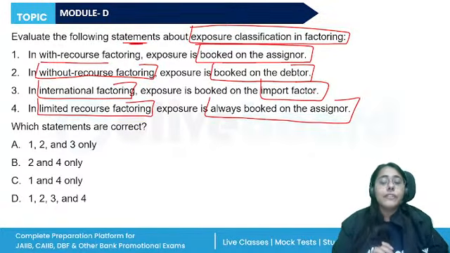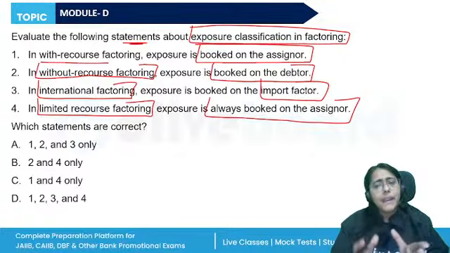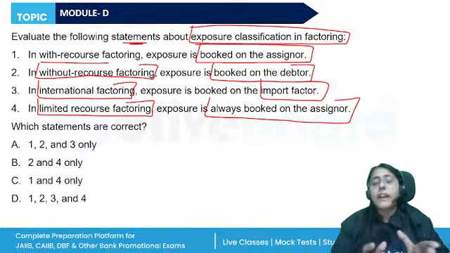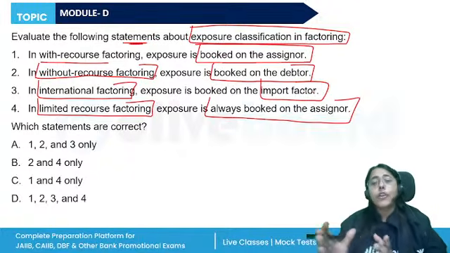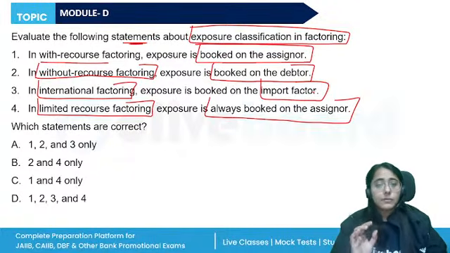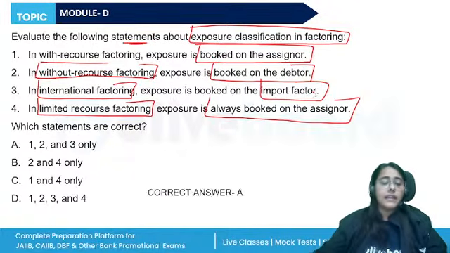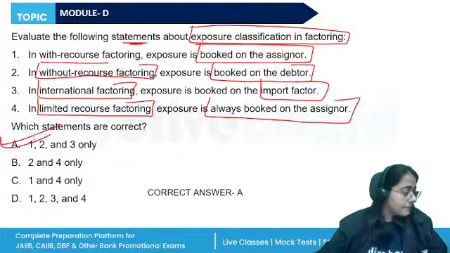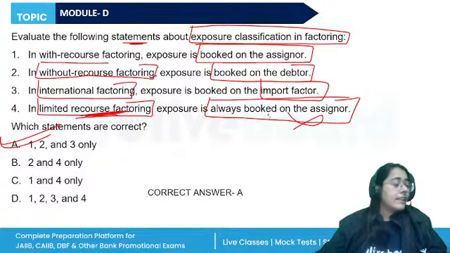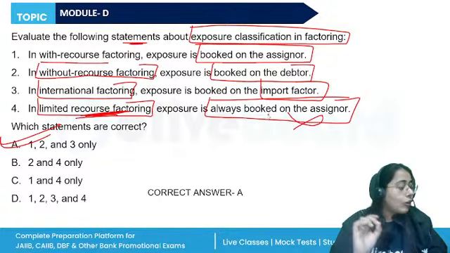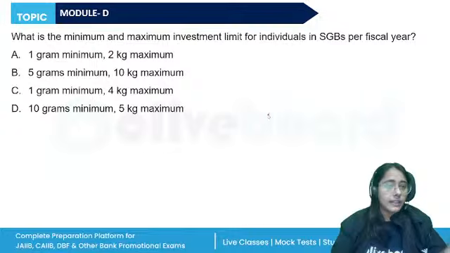But in case of limited recourse, it depends upon the terms of agreement. It shall be reckoned on the assigner or the debtor or the import factor, depending on the terms of agreement between the bank and the customer. So yes, A is correct. In limited recourse, it is not always booked on the assigner. It can be booked on any of them depending upon the agreement.